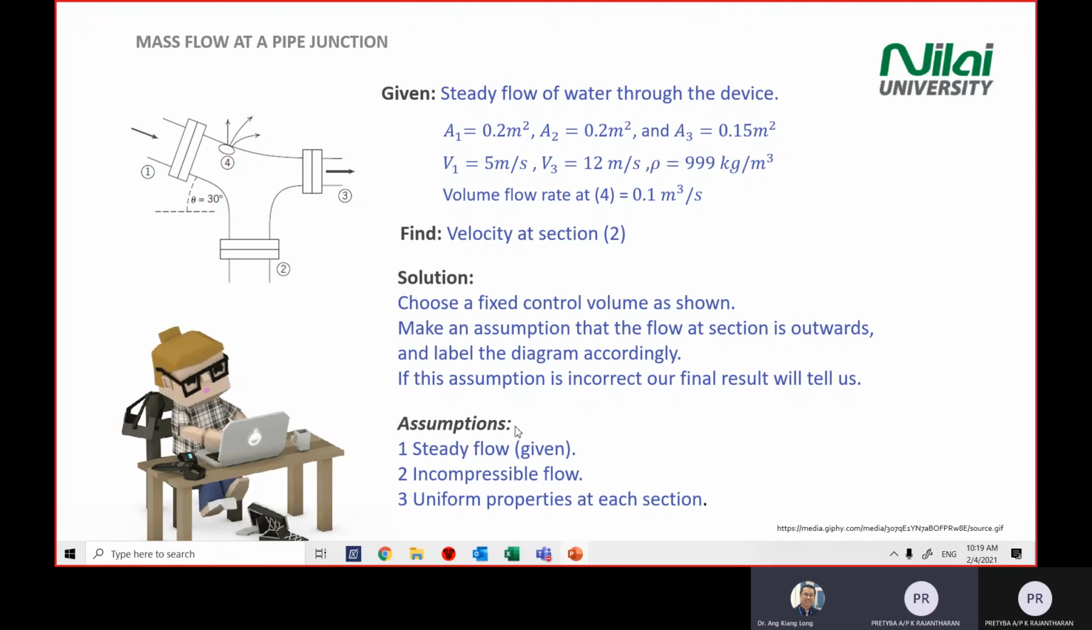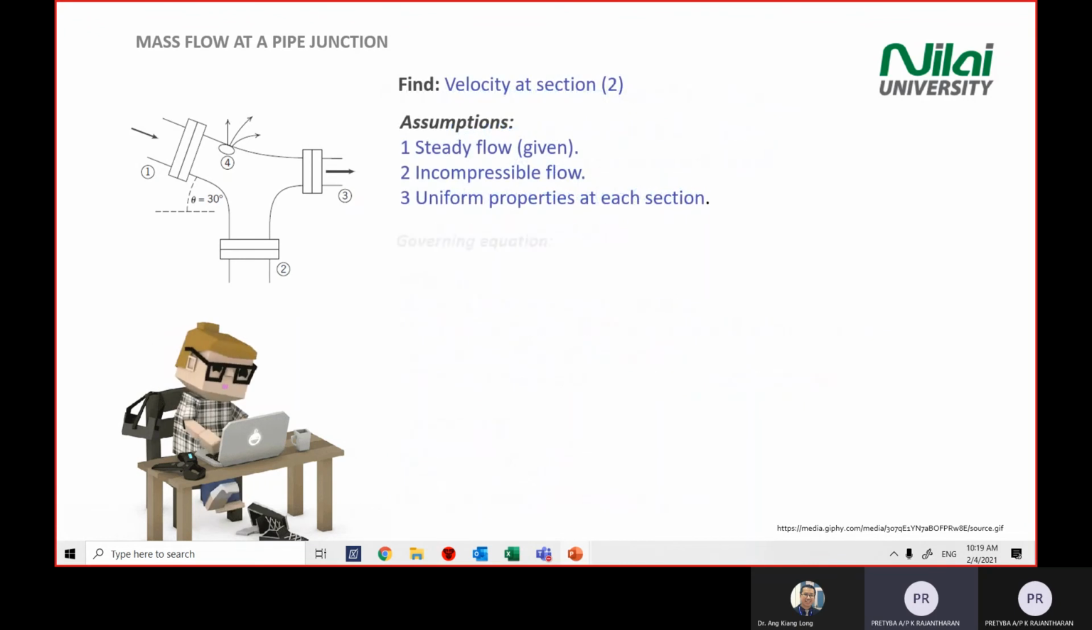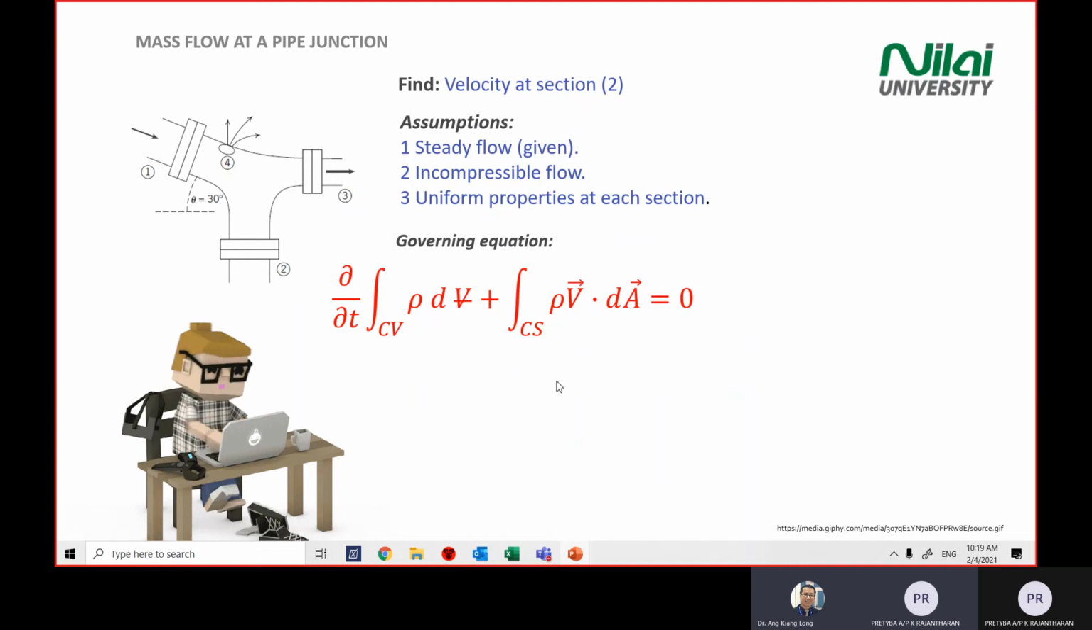In this case we assume a steady state, so there's a setting for steady flow, and then we run for incompressible flow. Normally in this case we will use the turbulent k-epsilon or k-omega model to run for the turbulent flow in the pipe. The governing equation is what we covered just now. So we consider what happened to the control volume and control surface.